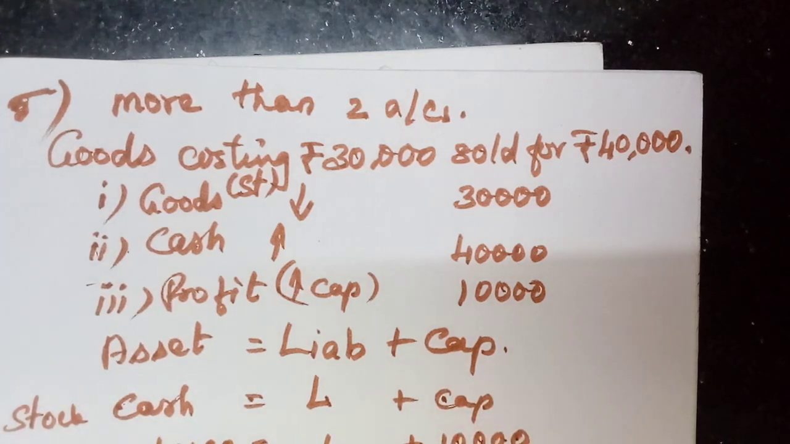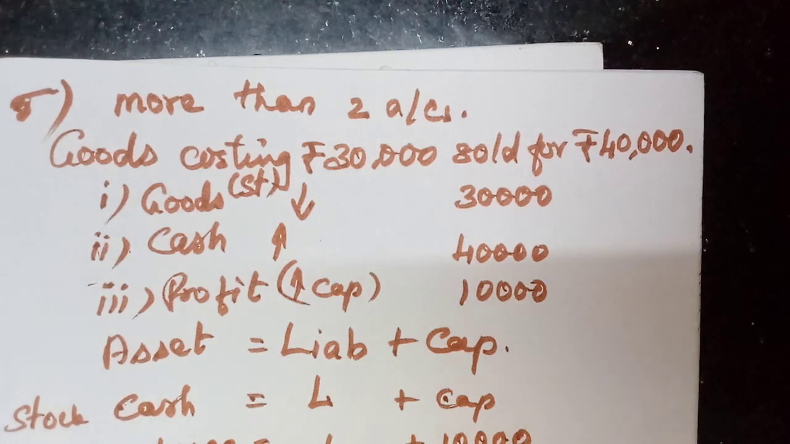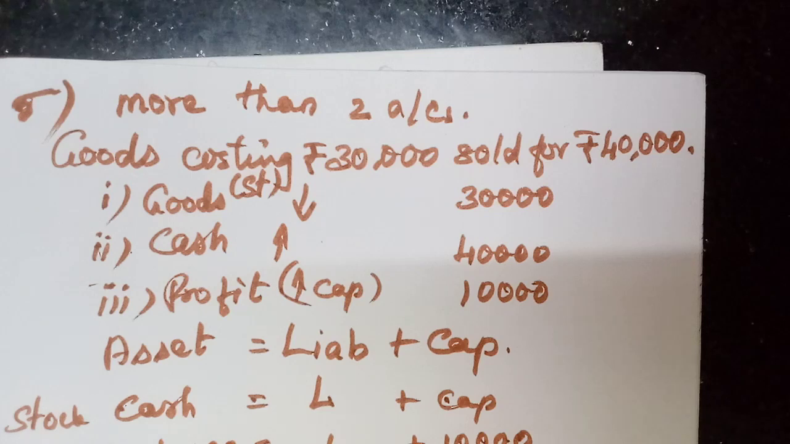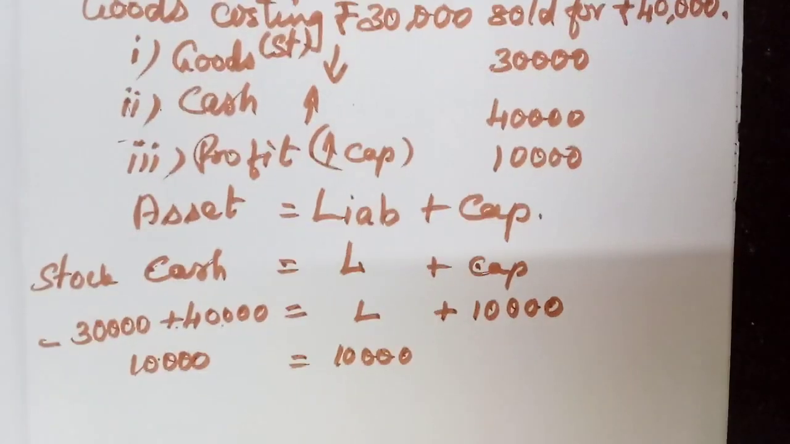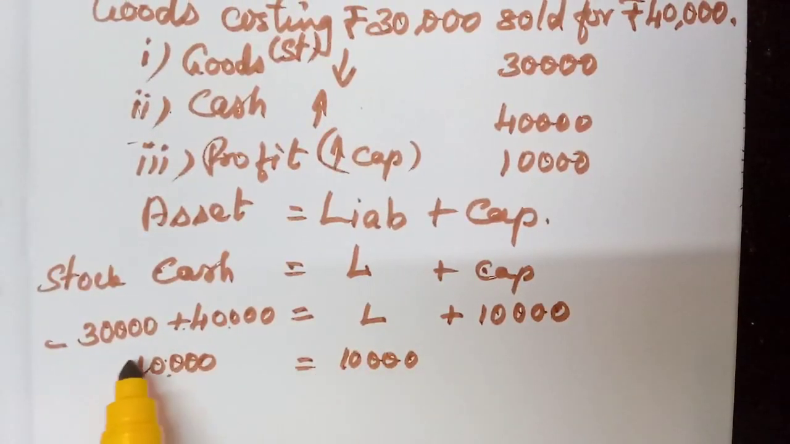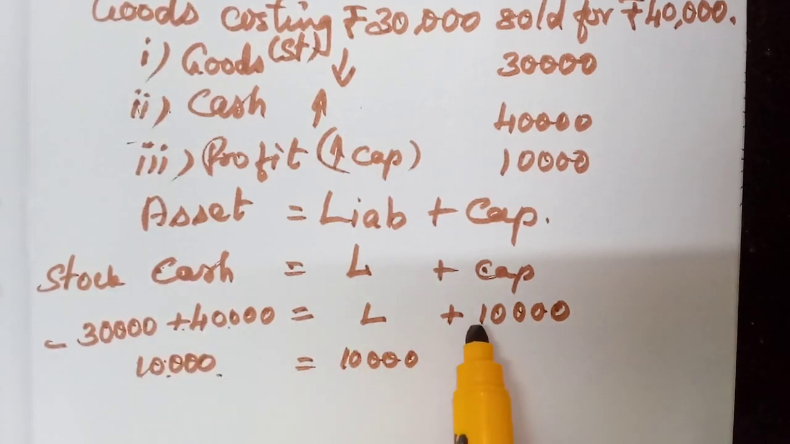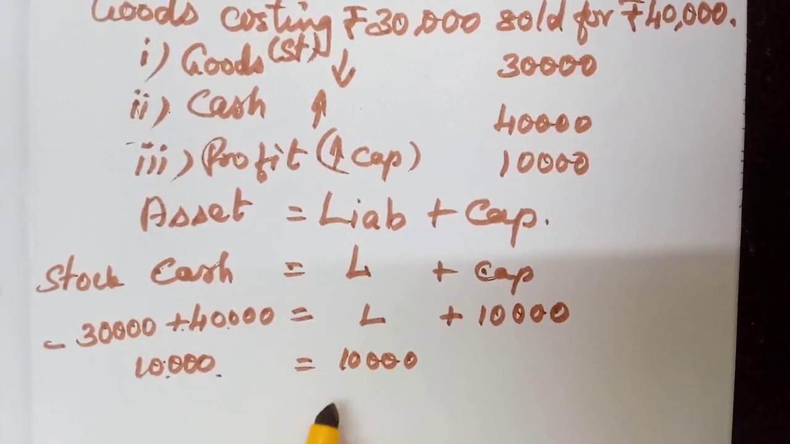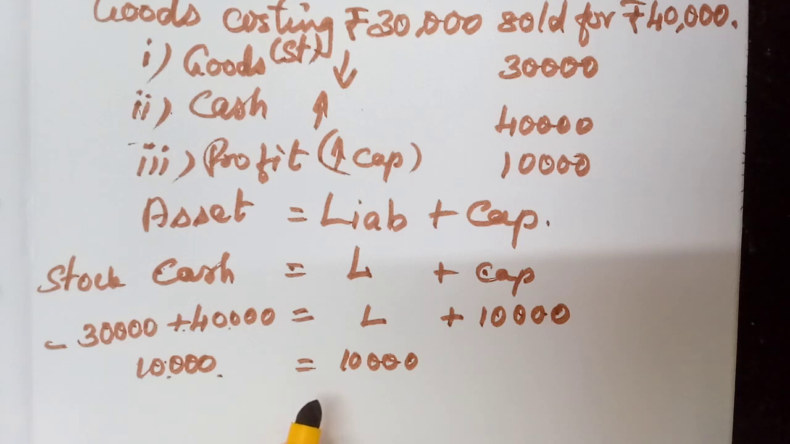Minus 30,000 plus 40,000, that mathematical expression. From 40,000, if we deduct 30,000, how much will we get? 10,000, isn't it? Is equal to, here also we have 10,000. From 40,000 we deduct 30,000, we will get 10,000. Here also 10,000. So the accounting equation has come correctly. Have you understood now?